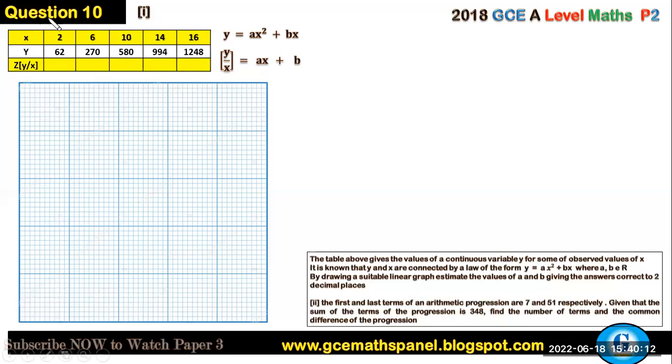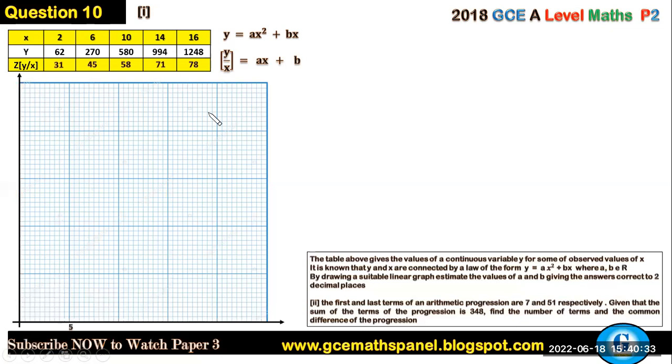So let's do this in a table. These are the x values, and those are the y values. So y on x, let me call it z: 62 on 2 is 31. 270 on 6 gives us 45. 580 on 10 is 58. 994 on 14 is 71. And 1248 on 16 is 78.